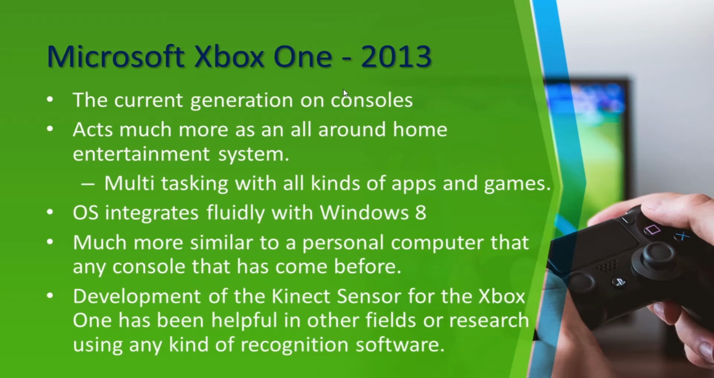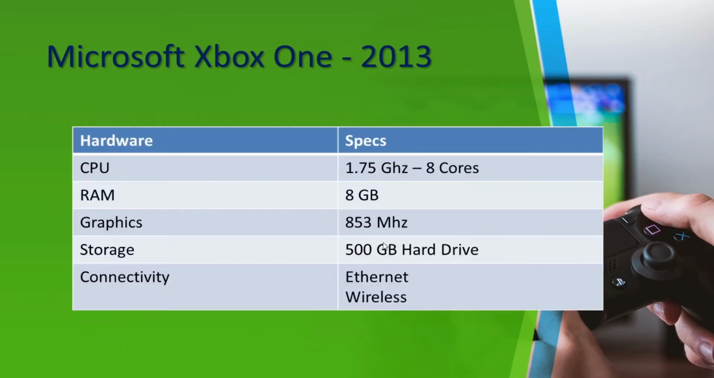Okay? The development of the Kinect sensor for the Xbox has been helpful in other fields of research using any kind of recognition software. So for the overview, for the CPU, it's 1.75 gigahertz, 8 cores. RAM is 8 GB. For the graphics, it's 856 megahertz. Storage is around a 500 GB hard drive. For the connectivity, it uses Ethernet or wireless connectivity.